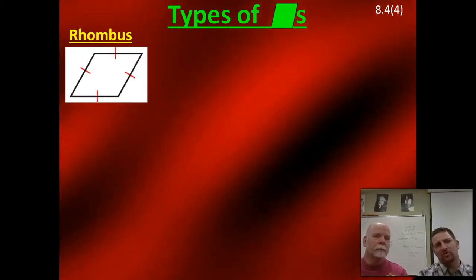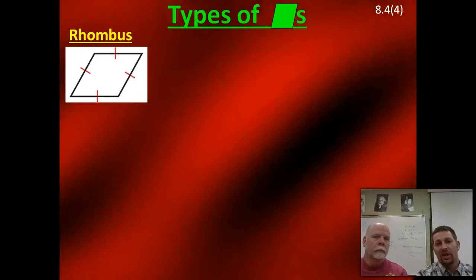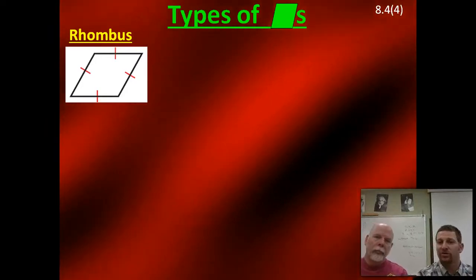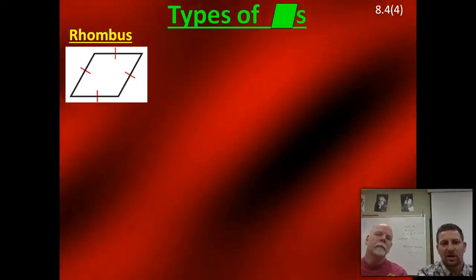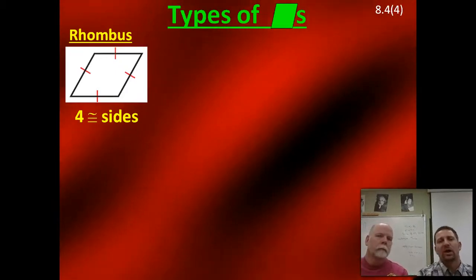So if you look at this rhombus, even before I put this up, you guys should all have made a connection here that a rhombus has four congruent sides just based on the hash marks. And so that's basically the definition of a rhombus. There's a few more that we'll get into, but at the heart of it, a rhombus has four congruent sides.